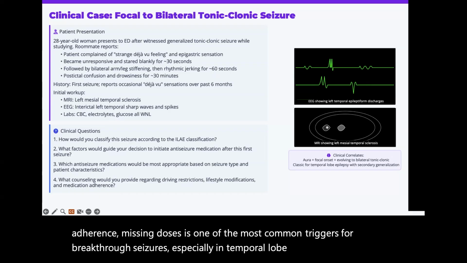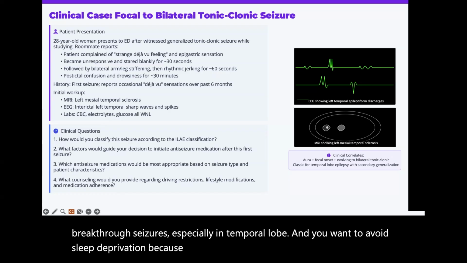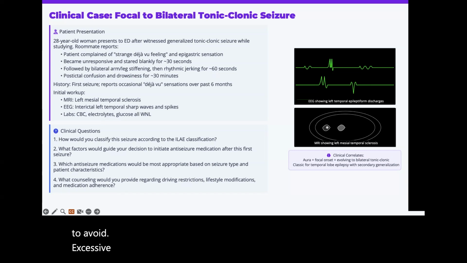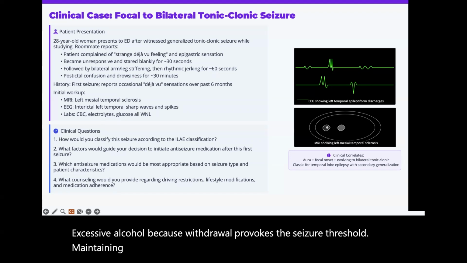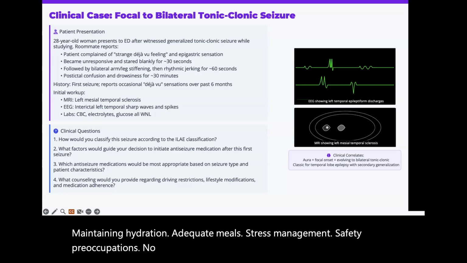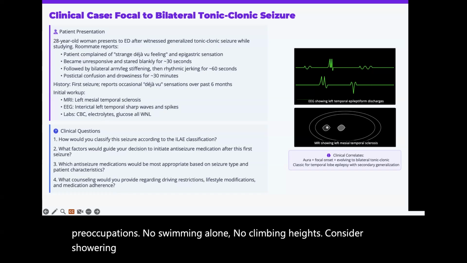And you want to avoid sleep deprivation, because that lowers the seizure threshold. You also want to avoid excessive alcohol, because withdrawal provokes seizures by lowering the threshold. Maintain hydration, adequate meals, and stress management. Safety precautions: no swimming alone, no climbing heights, consider showering instead of baths, all of the things that may trigger vasovagal episodes.